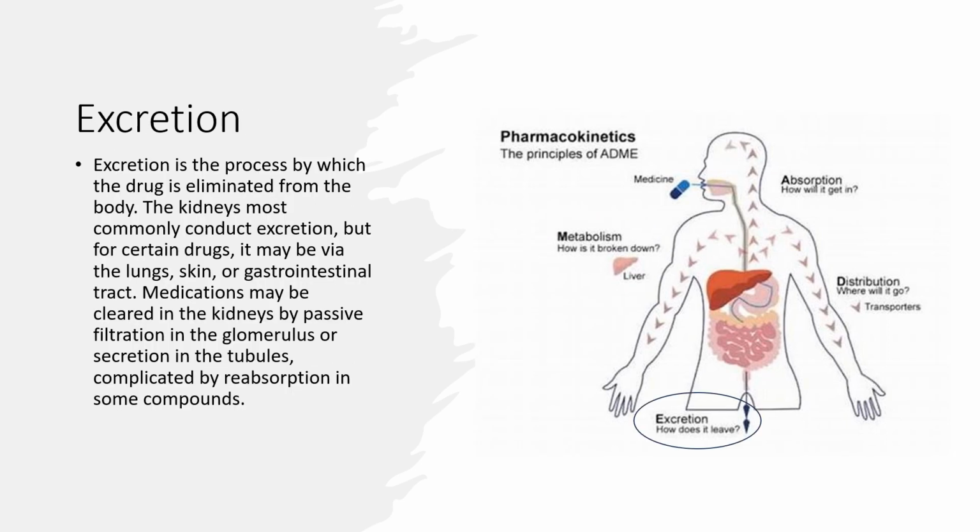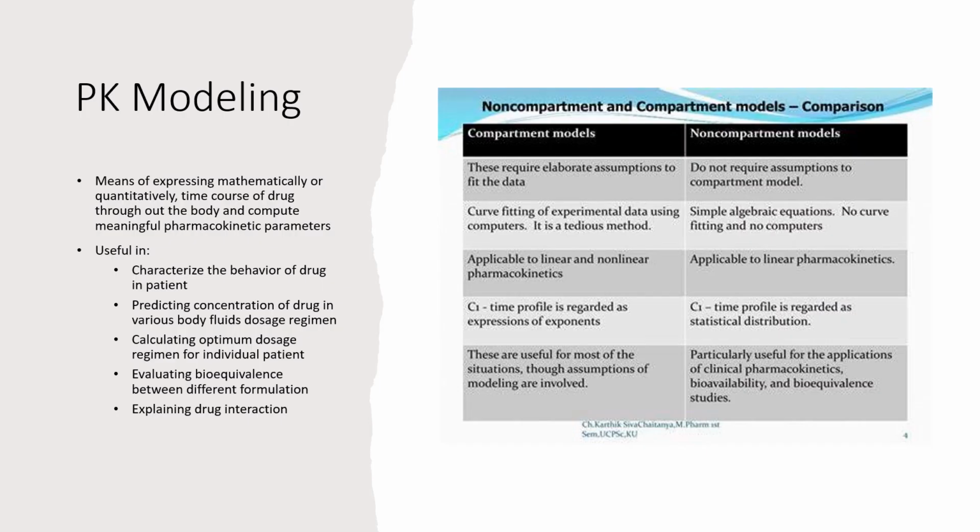Finally, the last step is excretion. And excretion is the process by which the drug is eliminated from the body. The kidneys most commonly conduct excretion, but for certain drugs, it may be via the lungs, skin, or gastrointestinal tract. Medications may be cleared in the kidneys by passive filtration in the glomerulus or secretion in the tubules, complicated by reabsorption in some compounds. Now let's switch gears to PK modeling, or compartmental modeling analysis.